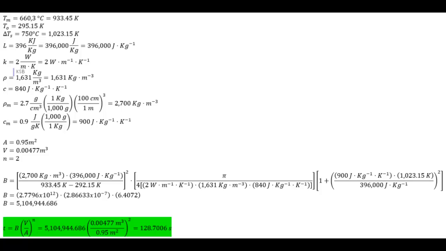The area and the volume were proposed from a mechanical problem from a book, and the n is taken as a 2. With all these numbers, we get this mold constant. And after plugging it into the formula, we get that the cooling time for the solidified part will be 128 seconds approximately.